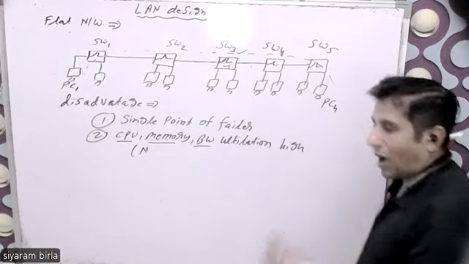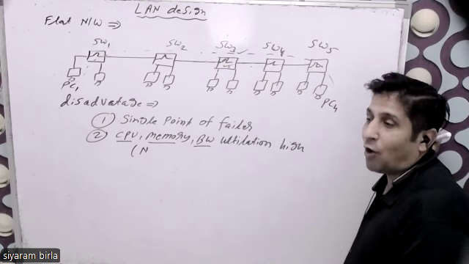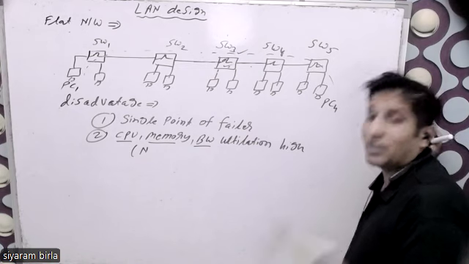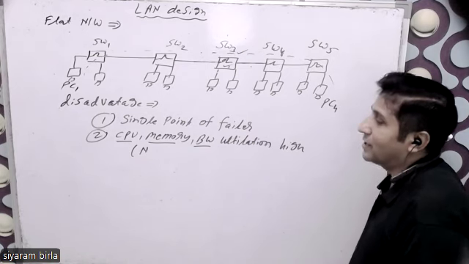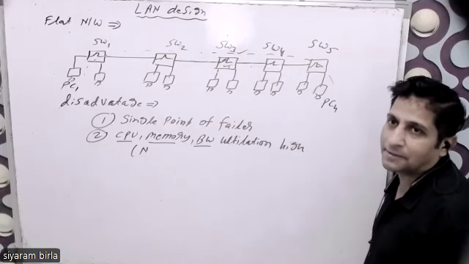Like in our house, water and electricity are our house resources. Without electricity, without water, we cannot live in our house. Similarly, CPU, memory, and bandwidth are the resources of the network.